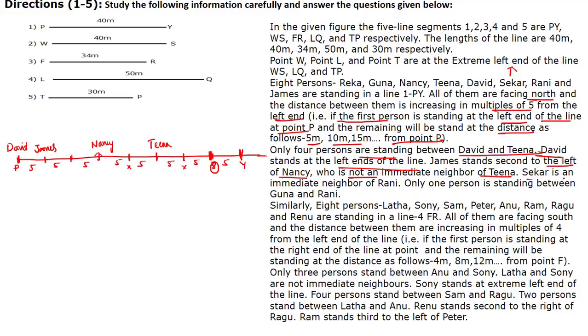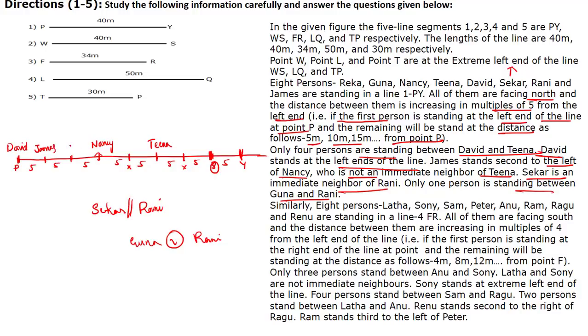The next one is, Shekhar is an immediate neighbor of Rani. So Rani's immediate neighbor is Shekhar. Okay. Only one person is standing between Guna and Rani. So between Guna and Rani there is a gap of only one person. So see here friends, I cannot place Rani here. If I put Rani here, Shekhar has to be either here or here. That's not possible because James and Nancy are already placed there, right?